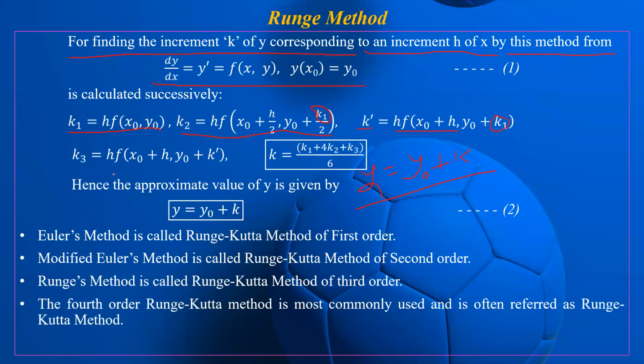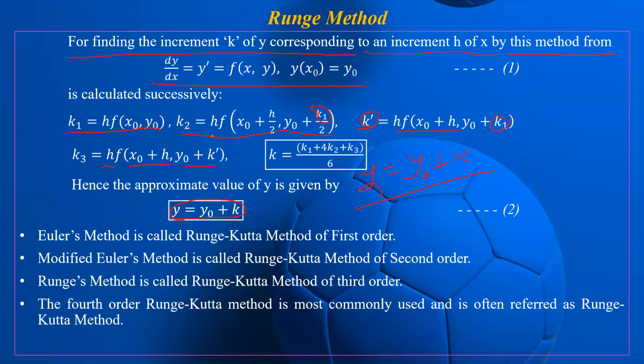And then k3 is equal to h times f of x0 plus h and y0 plus k dash. K dash is obtained from this step. And finally, we will get the value of k. It is the average: k1 plus 4k2 plus k3, divided by 6. Once we get the value of k, we are able to write down the approximate value of y, which is given by y is equal to y0 plus k. This was given by Runge, so that's why it is called the Runge method.